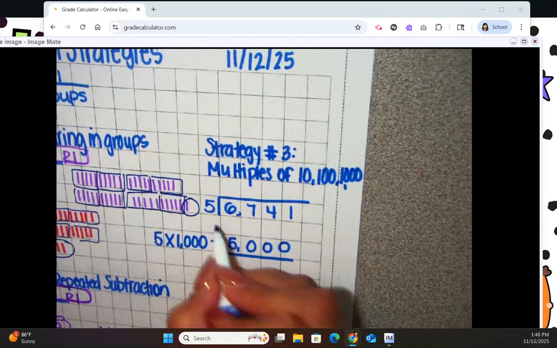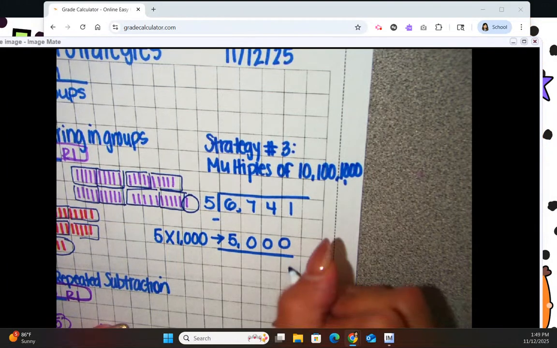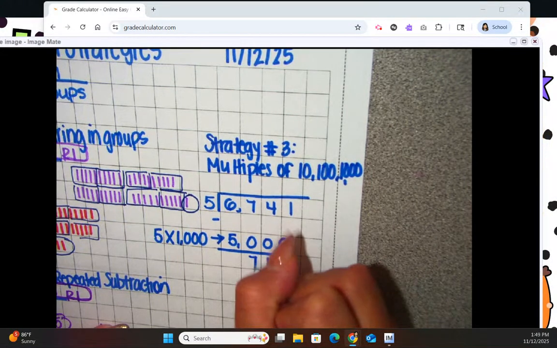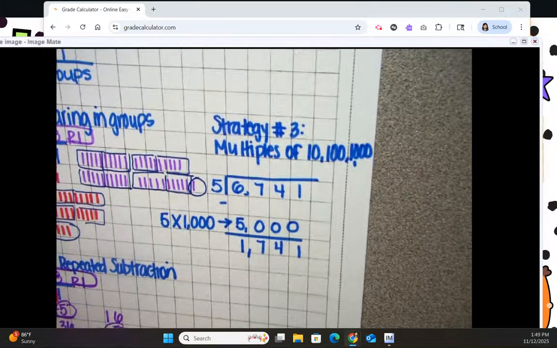Okay. So now I'm still subtracting. It's just that now I'm subtracting a whole bunch of sticks at once. 1, 4, 7, 1. So now I have 1,741.